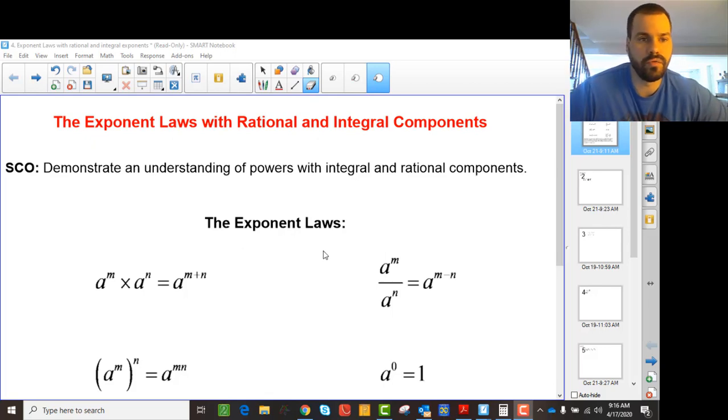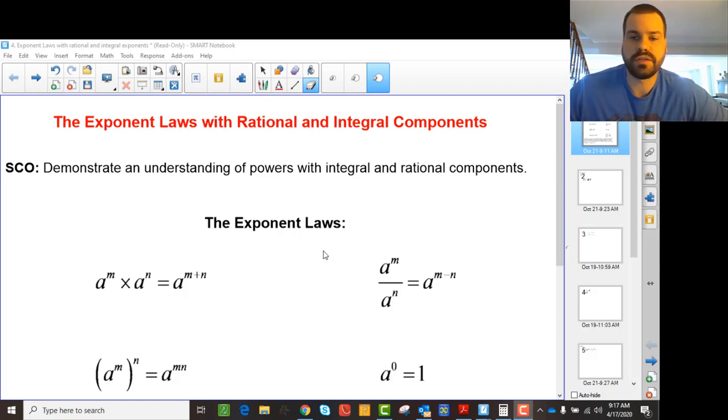We're going to attempt to apply the exponent laws that you already know from grade 9 work, but we're going to try to do it with rational and integral components. So we're going to try to look at powers or bases that are not just numbers, nice numbers, integers.